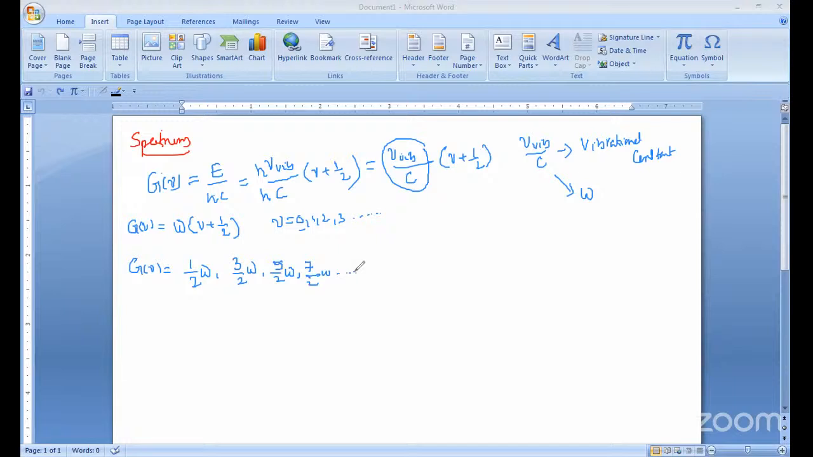That is, we have a series of equidistant discrete vibrational levels. If you see the difference between 3 by 2 omega and 1 by 2 omega, it is half omega. Similarly, the difference between 5 by 2 omega and 3 by 2 omega is again half omega. Similarly, 7 by 2 omega minus 5 by 2 omega again gives half omega. That means we have a series of equidistant discrete vibrational levels.